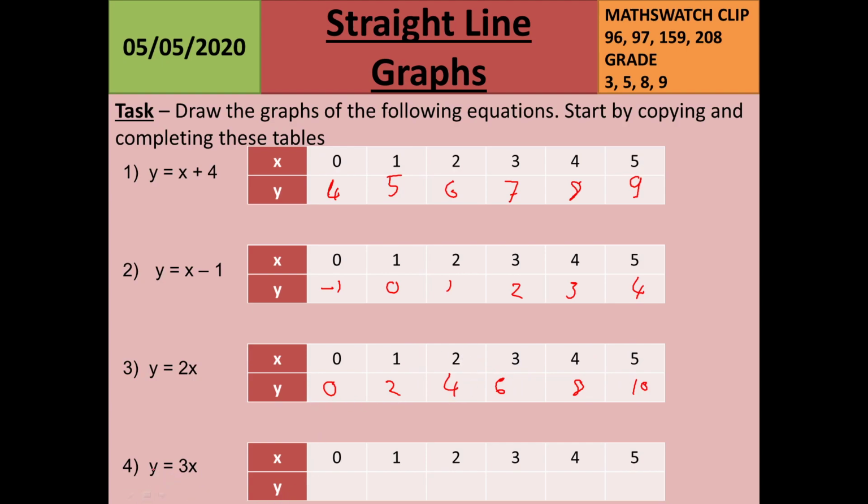Down here, y is 3 times the x coordinate. Yeah? So 3 times 0 is still 0. 1 times 3 is 3. 2 times 3 is 6. 3 times 3 is 9, 12, and 15. So we can complete the tables nice and easily.